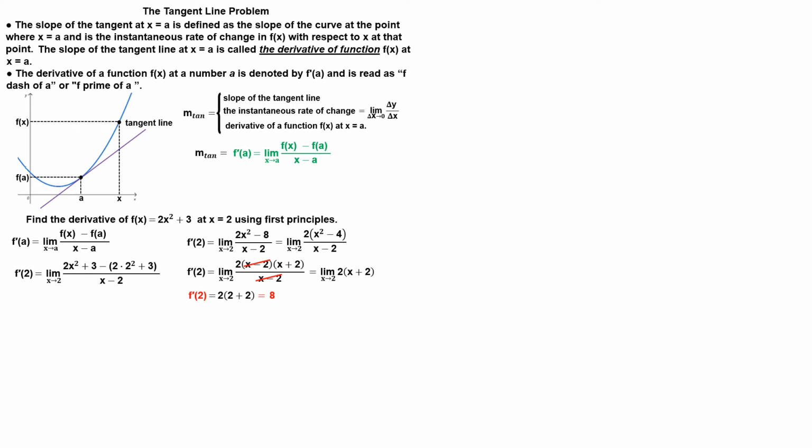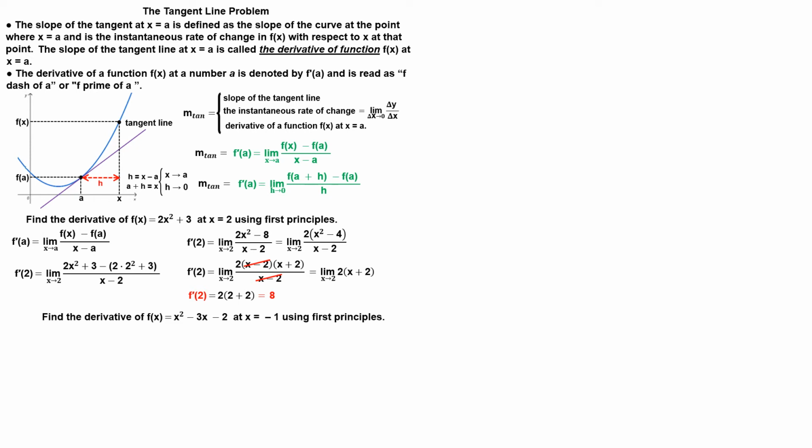There is another expression for the slope of a tangent line that is sometimes easier to use. If the distance between x and a is h, we can let h equal x minus a. You should notice that as x approaches a, h approaches 0. So, alternatively, we may also define the derivative of a function as follows. Let's see another example.